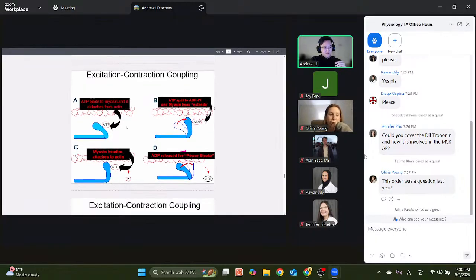Right here. So this is another really important order thing. It's kind of a little bit counterintuitive. That's why they like to ask questions about it. But basically, when ATP is bound, the first step is the calcium binds onto troponin. It releases the tropomyosin from the binding site. Actin is able to attach.